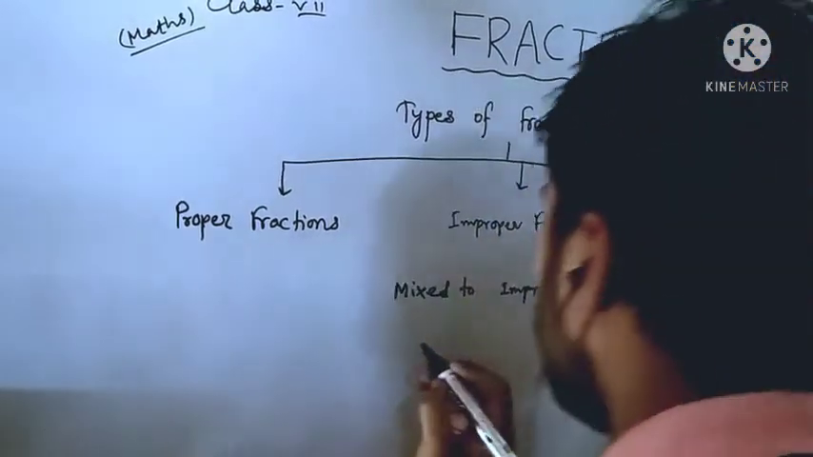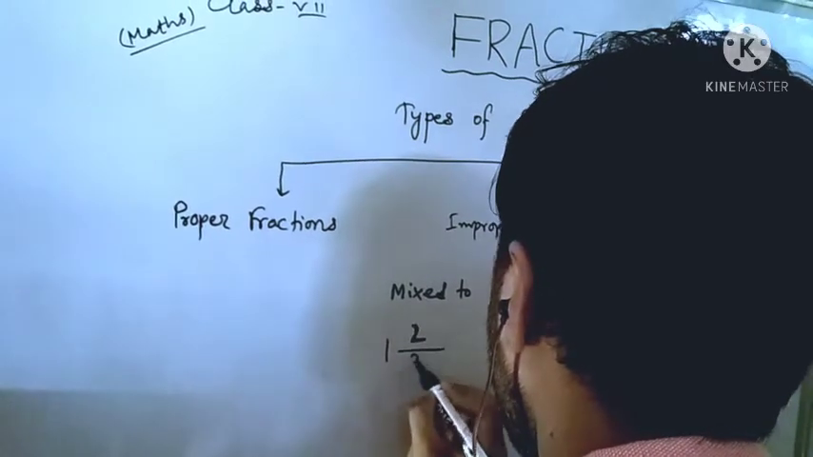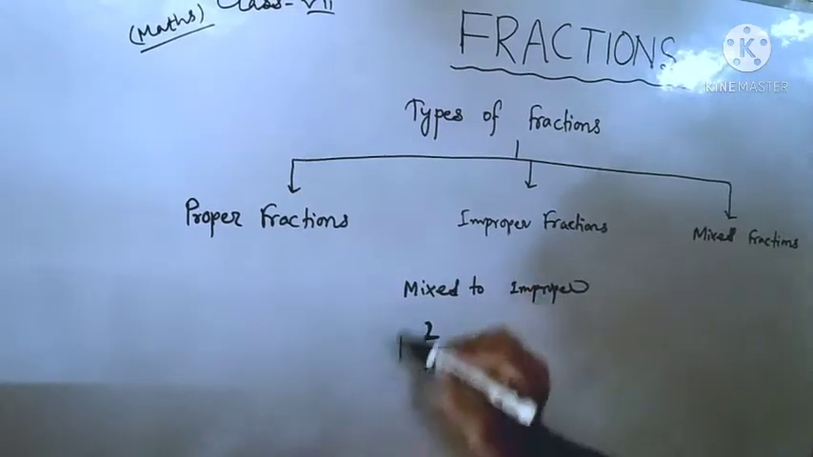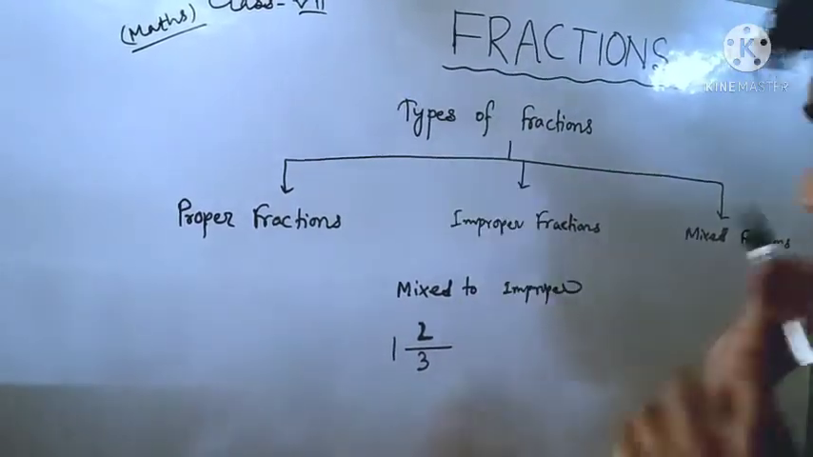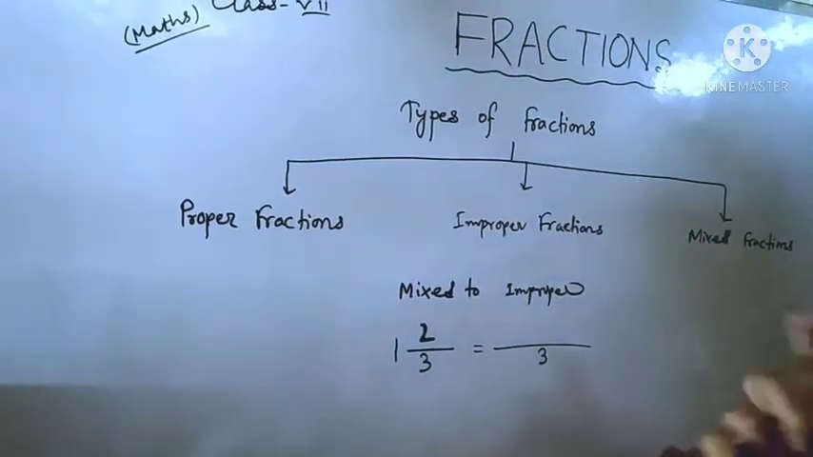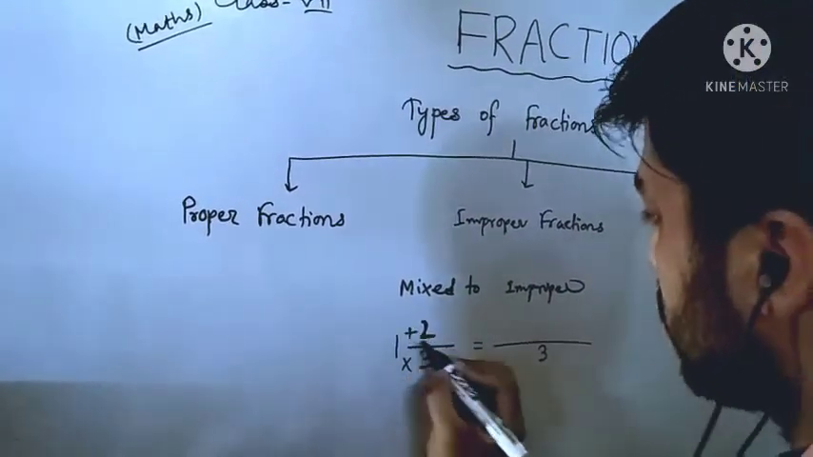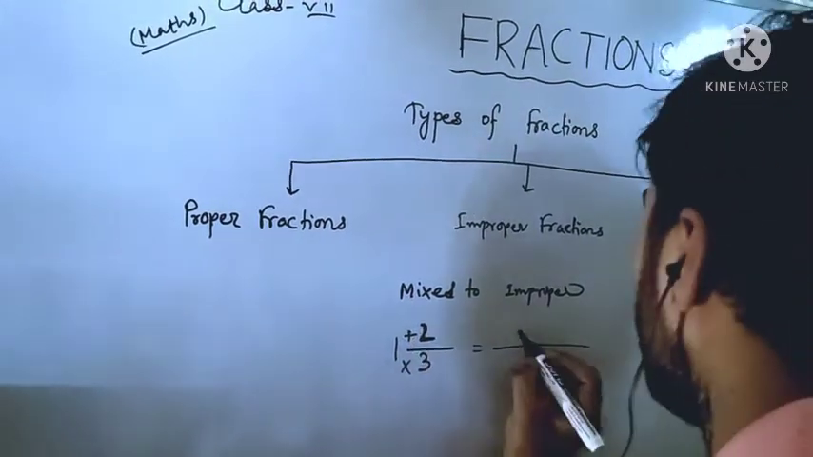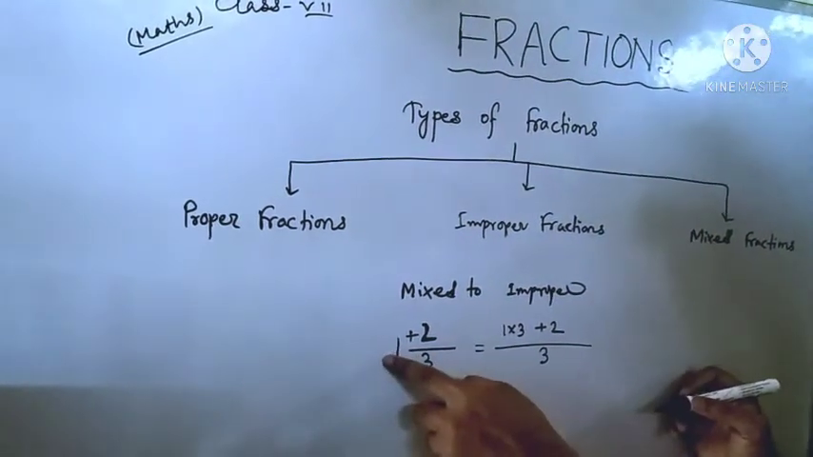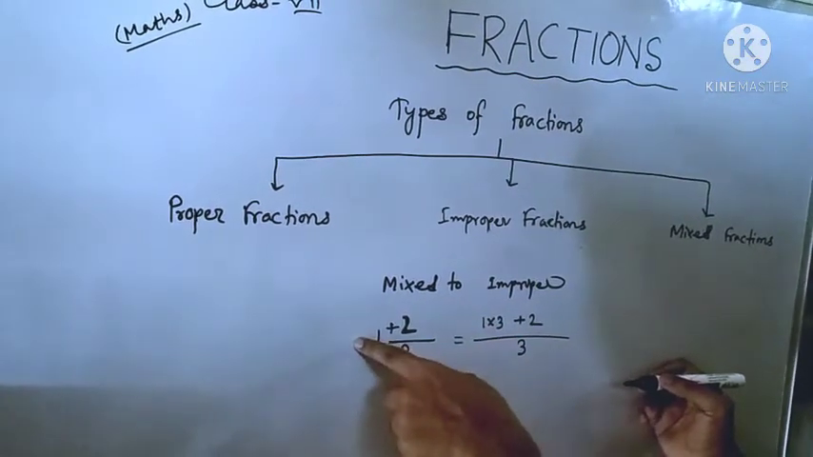How to write? We take a mixed fraction: 1 and 2 by 3. This is a mixed fraction, so we have to write this as an improper fraction. The rule is the denominator will be the denominator. The denominator remains the same, and 3 multiplied with 1 and then added with 2. That is, we multiply 3 with this number and add this upper number. So 1 into 3 plus 2.